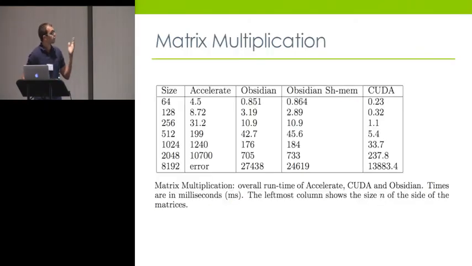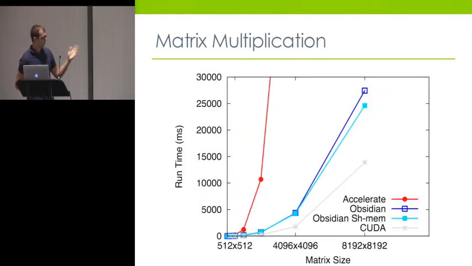Then we also compared matrix multiplication. We used a very naive implementation in Accelerate, also in Obsidian, and we tried to improve the Obsidian version by forcing more rows of the matrix into the shared memory. And we used a CUDA version that uses some optimization in the use of the shared memory. We can see that better in the graph. And again, CUDA is the fastest one.